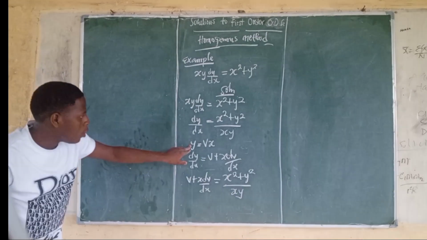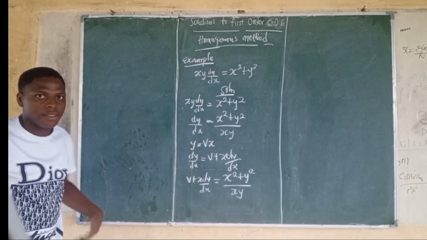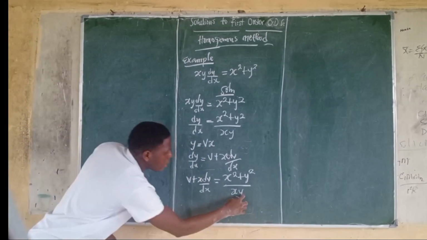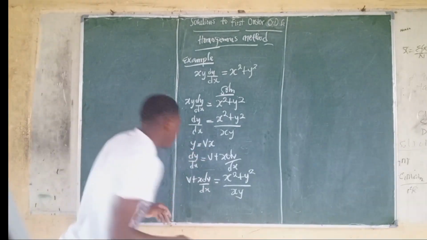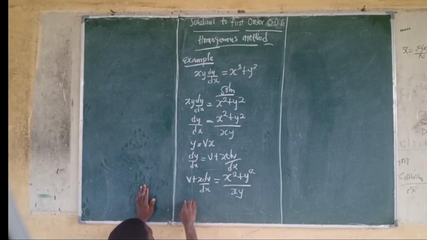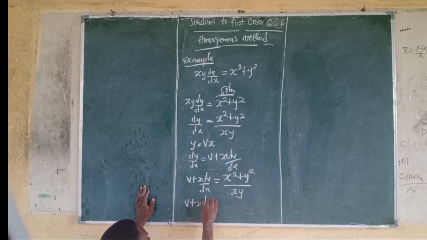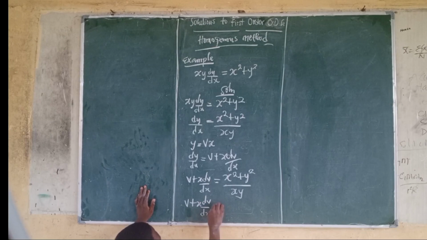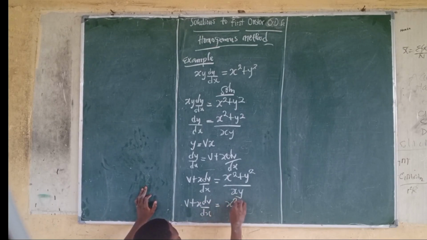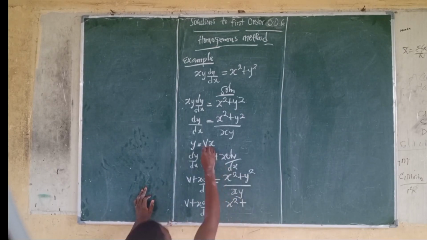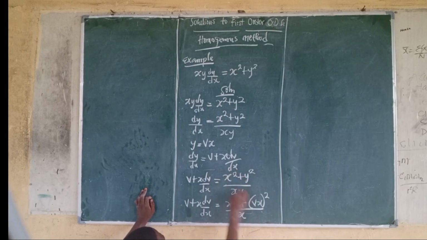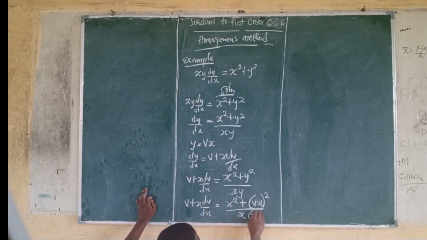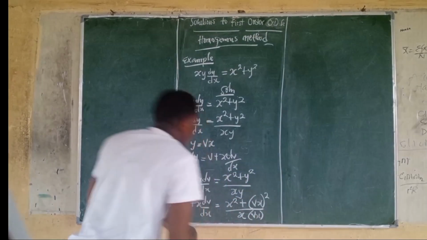But we know y to be v multiplied by x, that's vx, and we are seeing y here. So anywhere we see y, can we put vx? Yes. So if we do that, we have v plus x dv over dx is equal to x squared plus, what is y? vx. So this is vx all squared, divided by x, and what is y? Bracket vx.